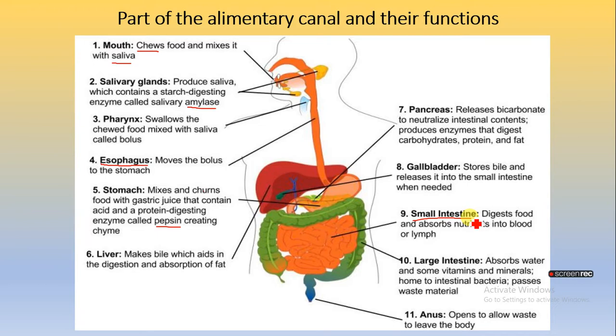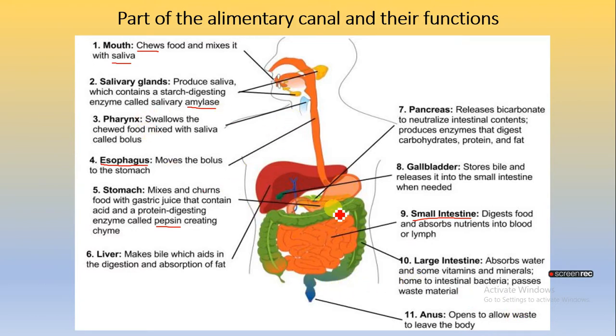Now, you also have the large intestine, which absorbs water and some minerals and vitamins. It is also home to intestinal bacteria and passes waste product. Then the anus opens to allow waste to go out. Then you also have the rectum, which helps to store waste.